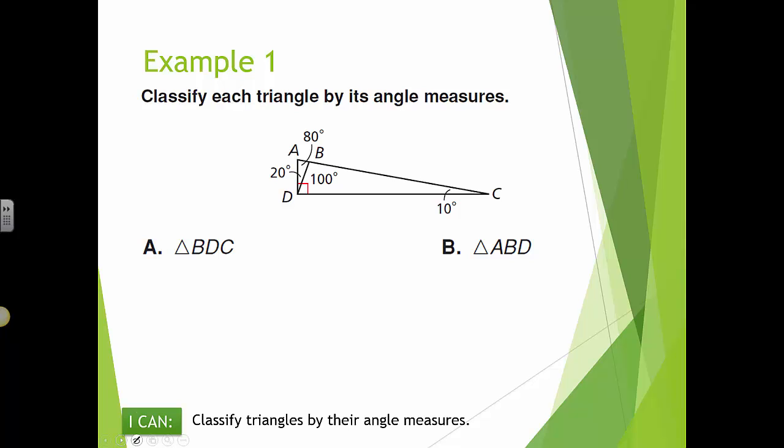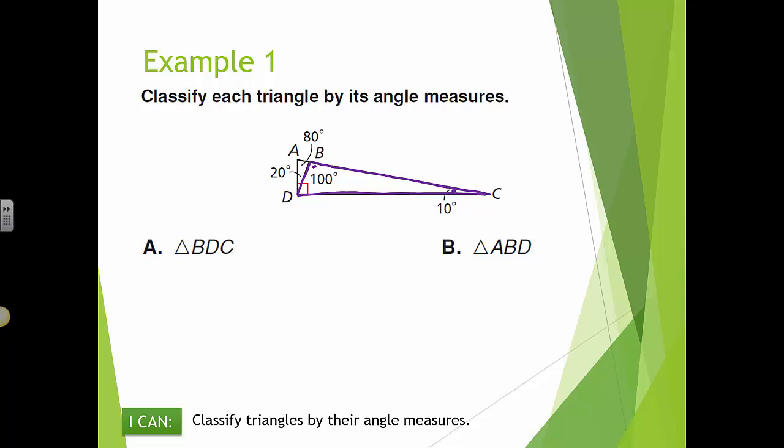Alrighty, so we're going to classify the following triangles by their angle measures. So I'm going to trace out triangle BDC. Triangle BDC is this purple triangle right here. So I have to see if I know anything about their angle measures. Well, I know that that angle right there is 100 degrees. I know that this angle right here is 10 degrees. And I don't know this one, but I do know that it's less than 90.